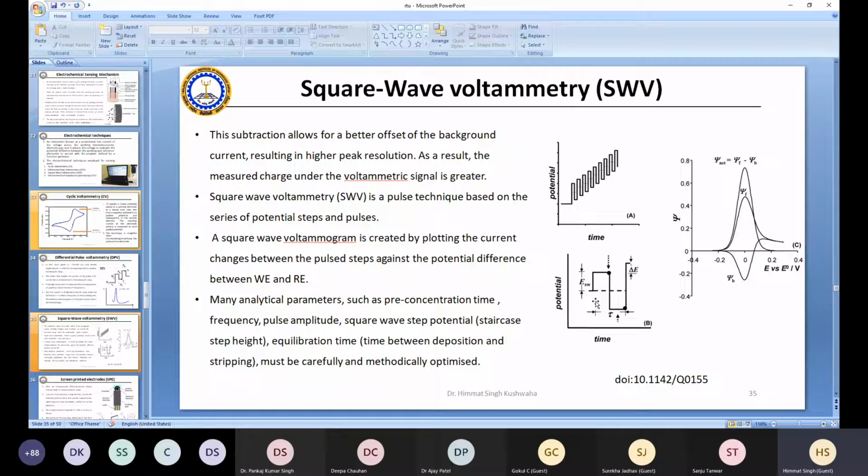And this square wave voltammogram mainly shows the current change between the pulse steps and the potential difference between your working electrode, which is your sensor, and the reference electrode. But before performing square wave voltammetry, we have to optimize the pulse amplitude, the frequency, the square wave step potential, and the equilibrium time. These parameters should be optimized to get a better signal.